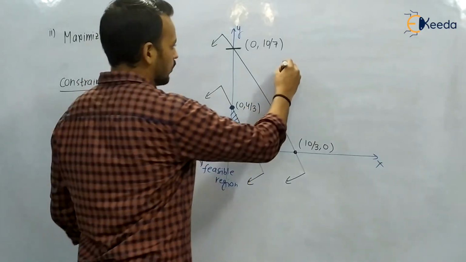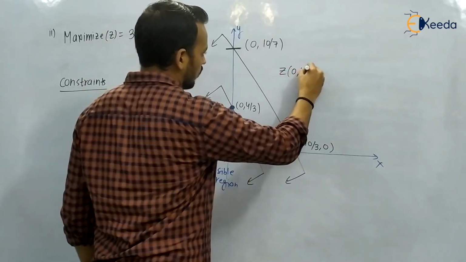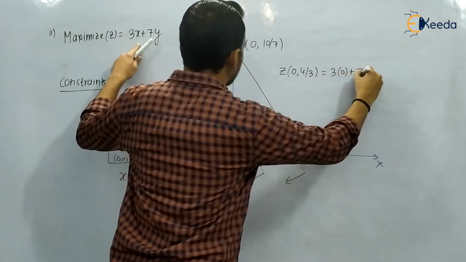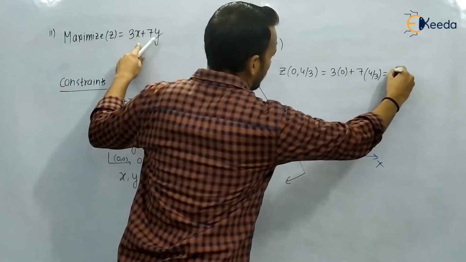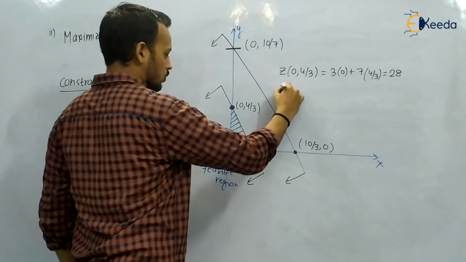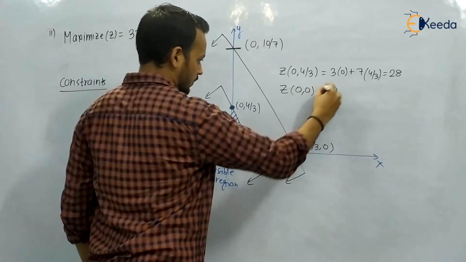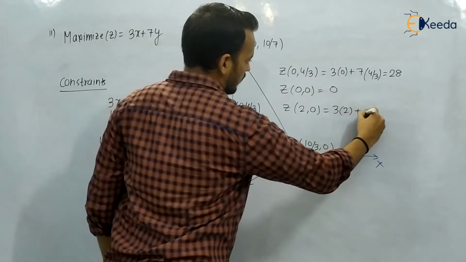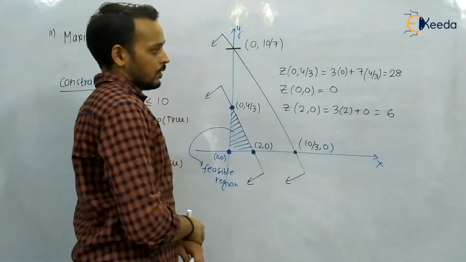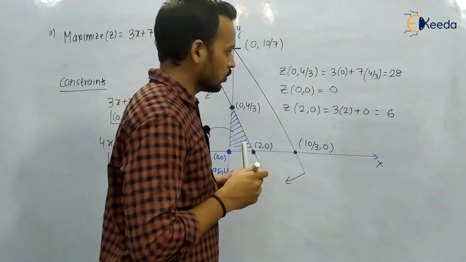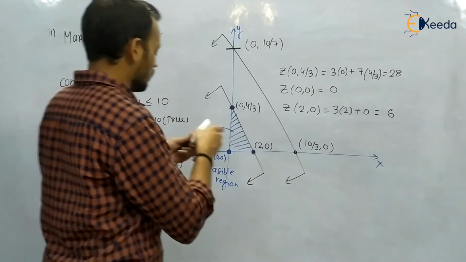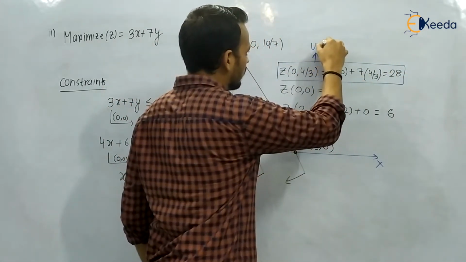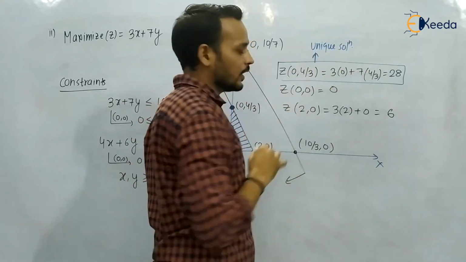So what we will do, we will put in the corner points. The first corner point is 0 comma 4 by 3. So 3 into 0 plus 7 into 4 by 3, we will get 28. Now 0 comma 0 is another corner point, so we will get 0, and 2 comma 0 is another corner point, so we will get 3 into 2 plus 0, which is 6. You can see, is the solution multiple optimal? No, we have to maximize it. So this is the solution, and this is a unique solution.